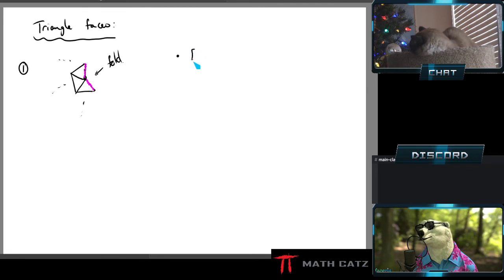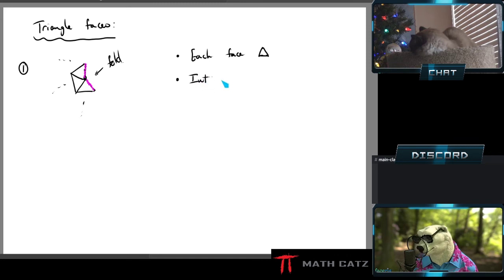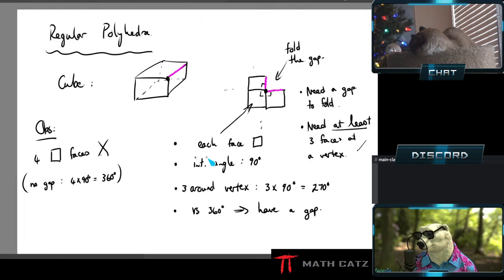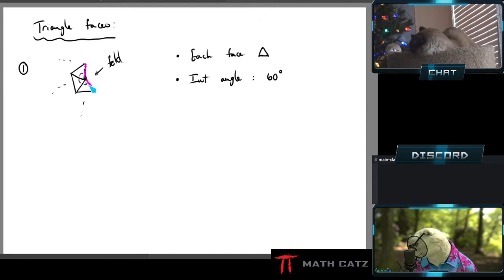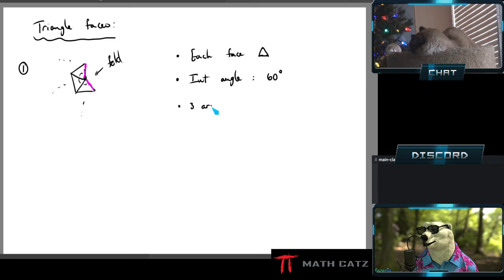So I have each face a triangle, a regular triangle, right? I'm trying to copy this, and I just made this up, so I don't remember the exact order here. Interior angle of an equilateral triangle is 60 degrees. That means I now have 60 degrees, 60 degrees, 60 degrees of my existing faces. So I want 3 to come together around a vertex. So I've used, of my full rotation 360 degrees, 3 times 60 degrees, which is 180 degrees. So when I compare that to my available 360 degrees, I clearly have a gap.